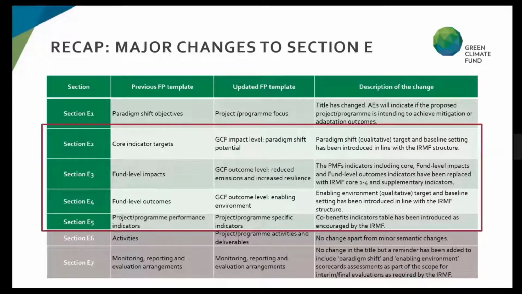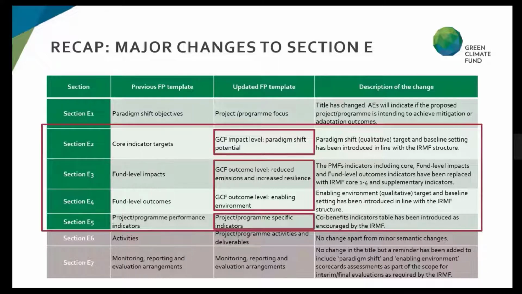projects or program's focus. Recall that these sections are now structured around the IRMF's 3 result levels, namely the impact level or the paradigm shift potential, the outcome level, which includes the reduced emissions and increased resilience indicators or the mitigation and adaptation outcomes, as well as the enabling environment outcomes. And lastly, the project or program specific indicators, which now includes a clear specification of co-benefit indicators in a table.